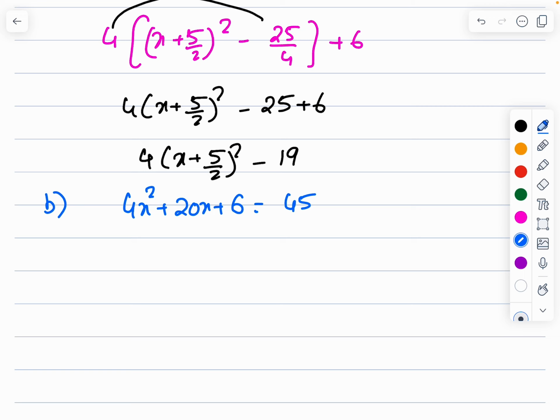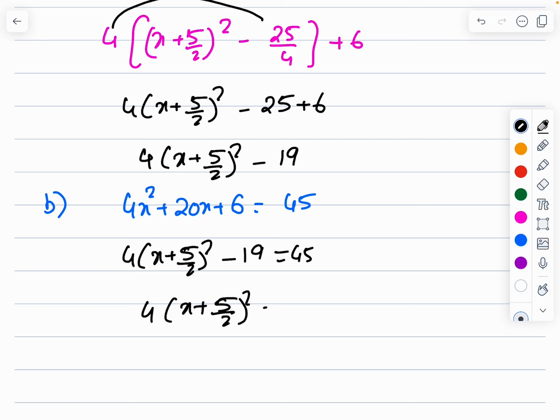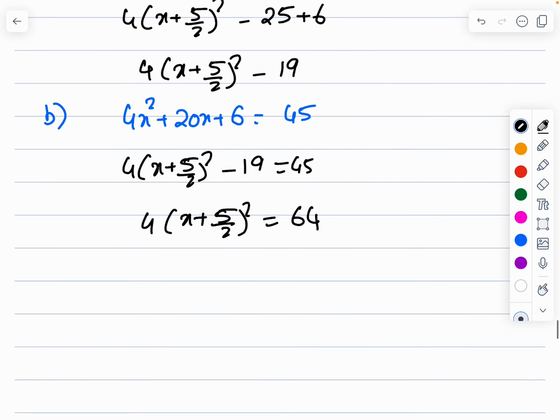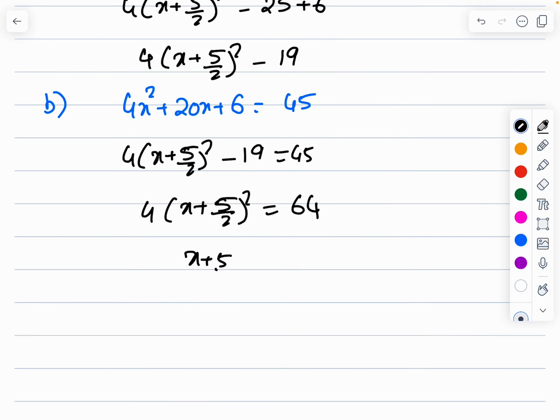So 4 bracket of x plus 5 upon 2 whole square minus 19 equals to 45. 4 bracket of x plus 5 upon 2 whole square equals to 64. So x plus 5 upon 2 whole square equals to 16. Then square root on both sides. What does that become? X plus 5 upon 2 equals to plus minus 4.